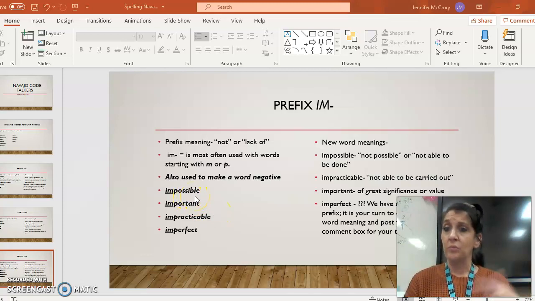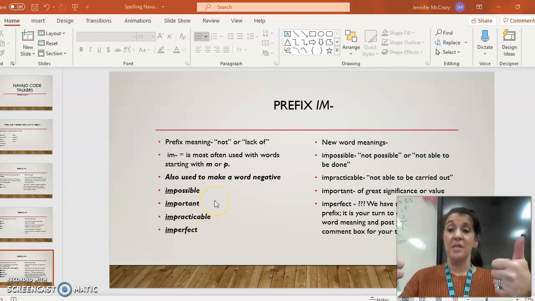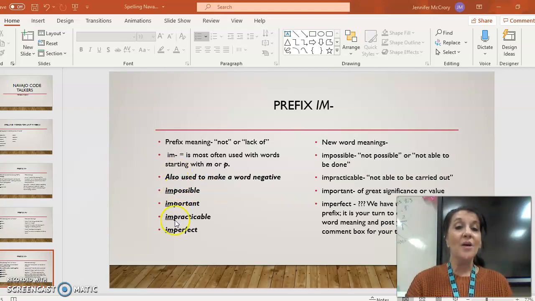We have impossible, we have important, impracticable, and imperfect. If you're seeing the same pattern I am, give me a thumbs up. That's what I thought. You saw that I had already underlined our prefix IM, and then you noticed that all of these base words started with the letter P. So guess what? That rule applies here. So we use the prefix IM because these are possible, then important, practicable, and perfect. Very good. I knew you were with me today.